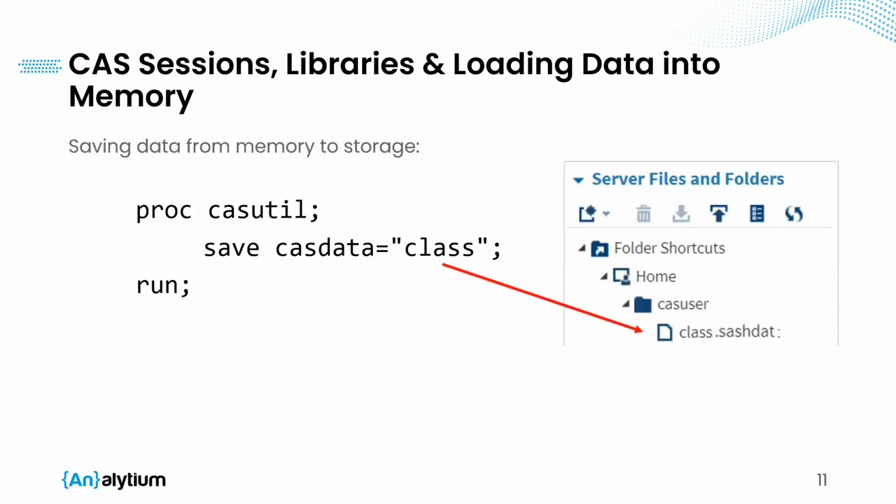You can also save data from memory. Those are all in-memory tables. You can save data from memory to storage using, again, proc CAS util and the save CAS data statement, which will save it as a SASHDAT file, which is not your normal SAS BDAT, but the SASHDAT file. It's a cloud native format, optimized for CAS. So that's the way you're saving, if you're saving stuff on the server.